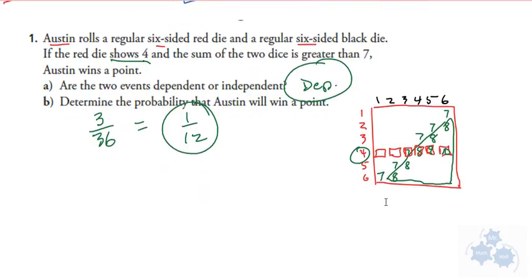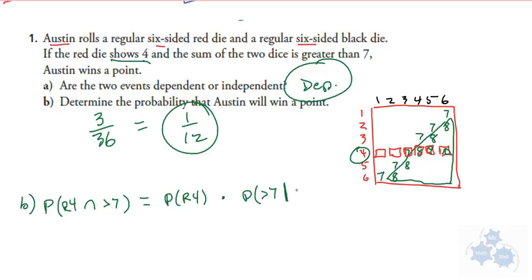Okay, so I'll show you the formula here for B. If anyone cares to see the formula for B, you can look up. If not, you can keep working on your work there. What we're looking for is the probability of a red 4 and a sum greater than 7. If we look at our formulas, that's going to be the probability of a red 4 times the probability of a sum greater than 7, given that we have a red 4 already.